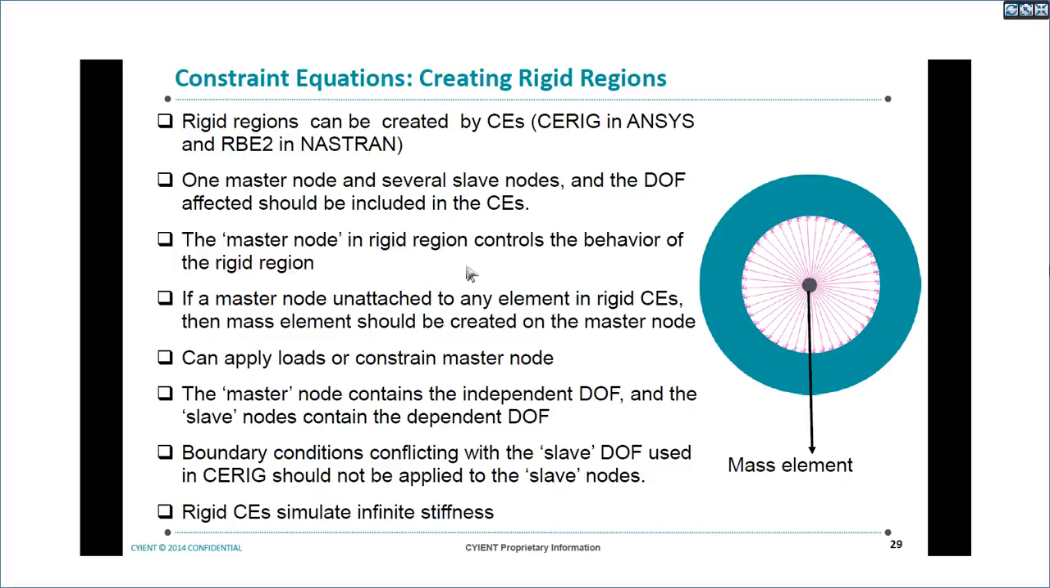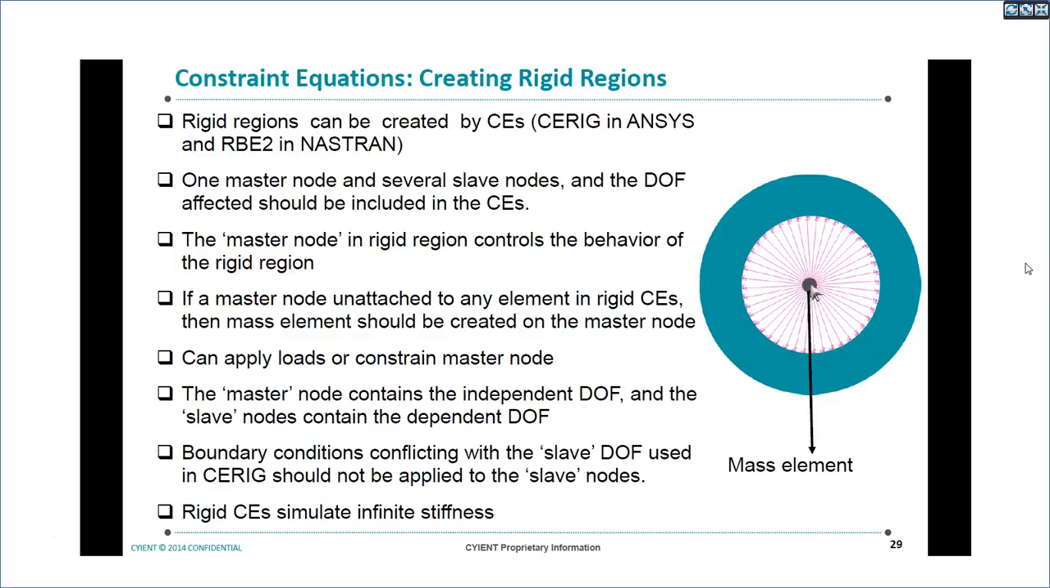Some of the things on constraint equations, they are also used to create rigid regions. So let us understand what exactly rigid regions are. Generally in ANSYS we call it a CERIG or RB2 in NASTRAN. Here we use one master node and several slave nodes. The degrees of freedom affected should be included in the CS. If you see this example, this is the master node. The remaining nodes are slave nodes. Basically, this master node will control the behavior of all these nodes. It will give the necessary directions to all the slave nodes.